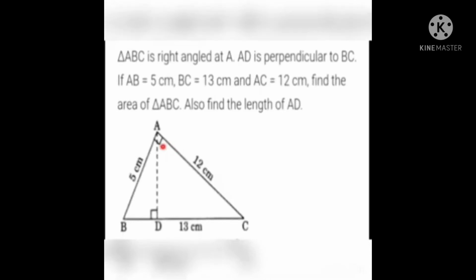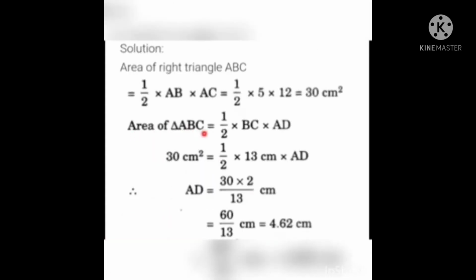Now the area is 30 cm square and this side we know, BC. So it is easy to find AD, isn't it? Again we can say taking the area of this triangle ABC as half into base BC and altitude AD, we can find the value of AD. So area of triangle is equal to half BC into AD. Now the area we found is 30 cm square. So substituting, 30 is equal to half into 13 into AD. Now we have to find the value of AD.